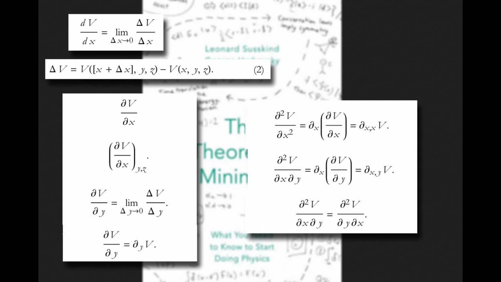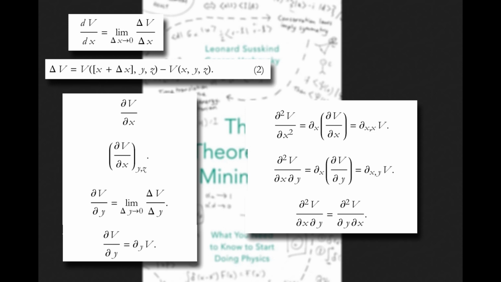If you think of del V by del x as itself being a function of x, y, z, then it can be differentiated. Thus, we can define the second order partial derivative with respect to x. Del squared V by del x squared equals del x of del V by del x equals del xx V. Mixed partial derivatives also make sense. For example, one can differentiate del y V with respect to x. Del squared V by del x del y equals del x of del V by del y, which gives del xy V.